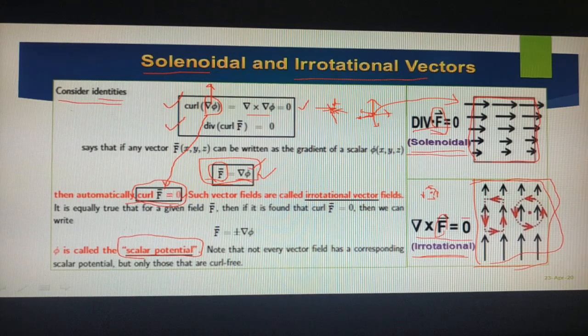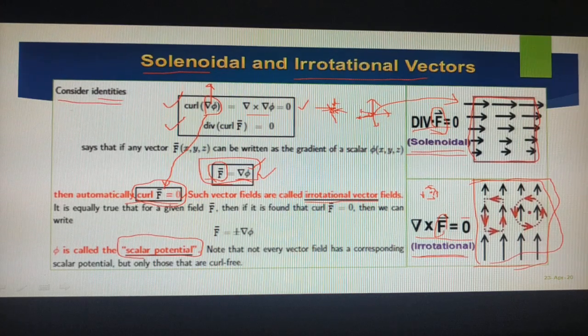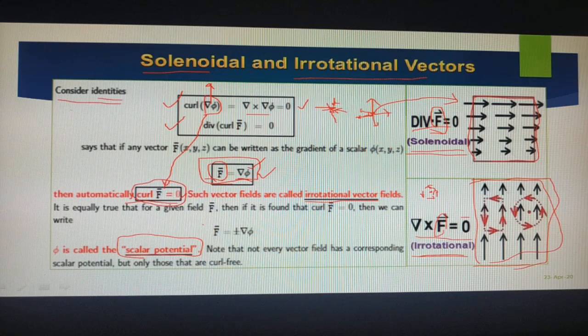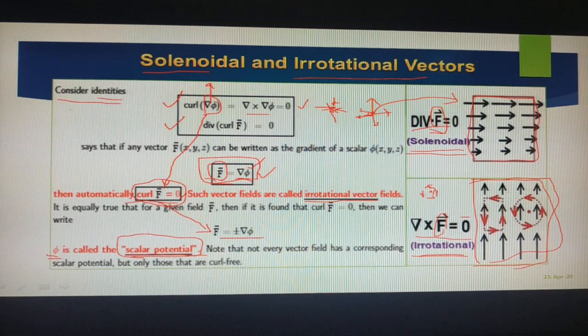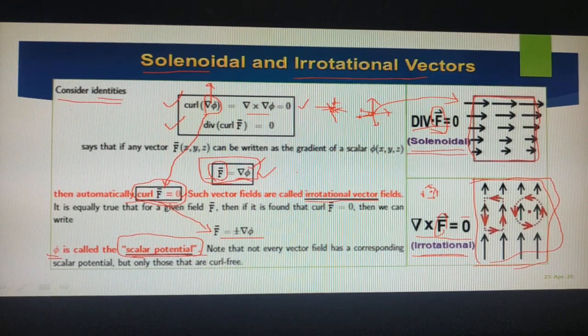Nothing but it is not rotating. You can call it an irrotational vector. Sometimes they may ask you, when curl f is equal to 0, to find this scalar potential, nothing but you have to find your phi. That is possible when f bar is equal to del phi, usually it may be plus or minus direction, doesn't matter. Then definitely curl f is equal to 0.